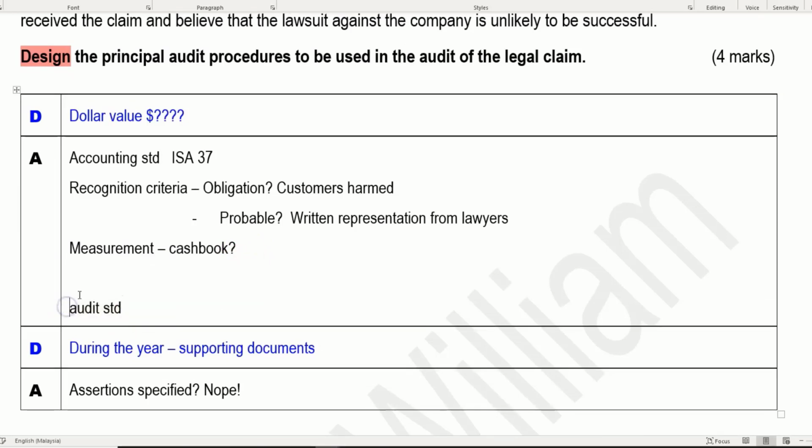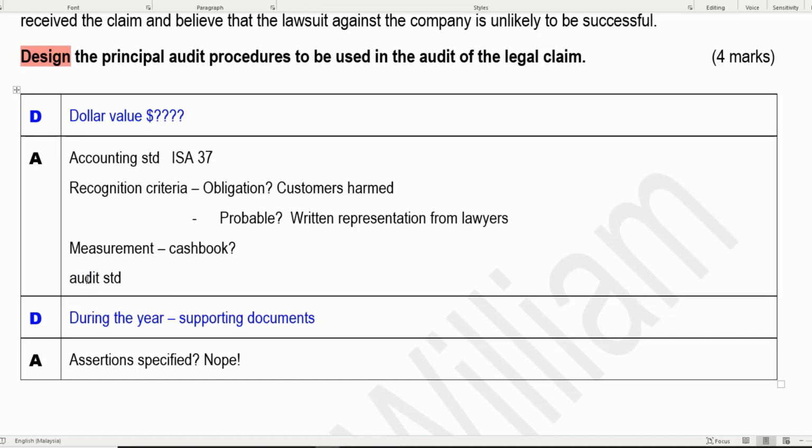So we're thinking in terms of the audit standard. What audit standard are we thinking about? We're thinking about ISA 580. What is ISA 580? On written representation. So what we have here is an accounting estimate. And if it is an accounting estimate, we need to get written representation from management to confirm something.